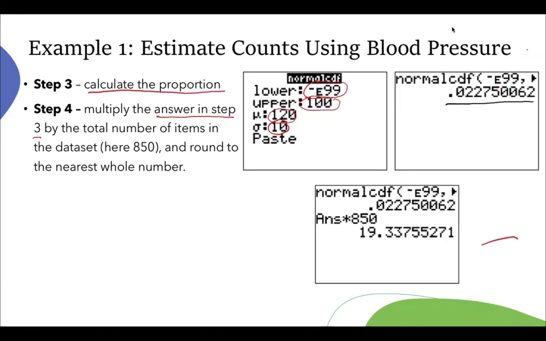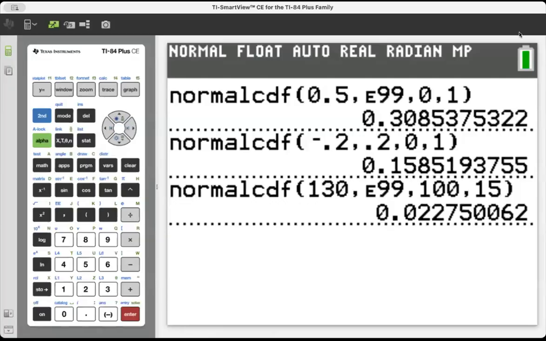Okay, so we're going to take the answer that we got with the proportion and multiply by 850, and we're going to get 19 point something. This number is going to be rounded to the nearest whole number because we're talking about a count of people. So when rounded to the nearest whole number, this is 19. So let me take you to the calculator and show you exactly how I did this, although many of you may know exactly what I did. Just give me a moment.